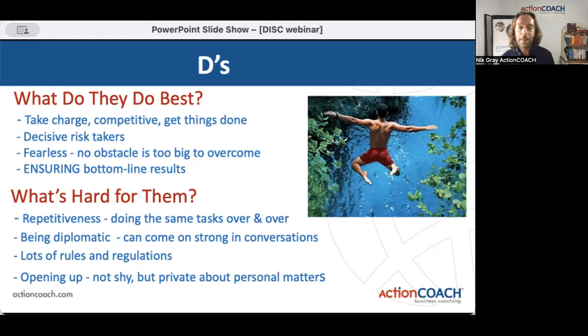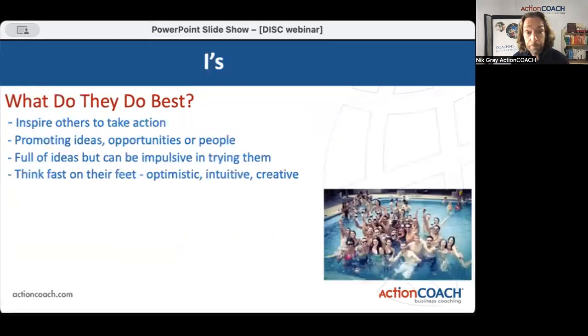Now, next, let's think about I's. I's, as I said, are very sociable. And what do they do best? Well, they inspire others to take action. They're very inspirational. They promote ideas and opportunities for people because they're very sociable animals. You can see there, if they went swimming, they'd want everybody to come along. They'd phone all their friends. They'd probably meet them for a coffee to start with and go out for something to drink afterwards. They're very optimistic, intuitive, and creative.